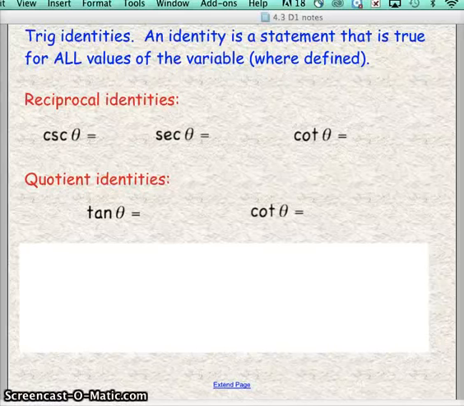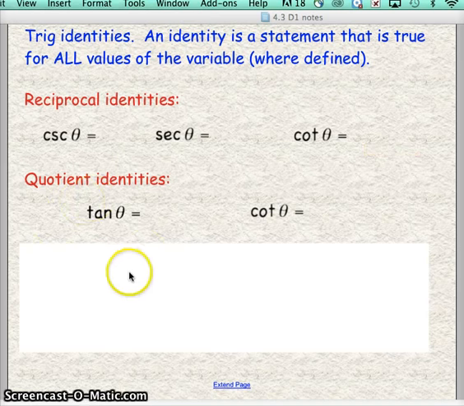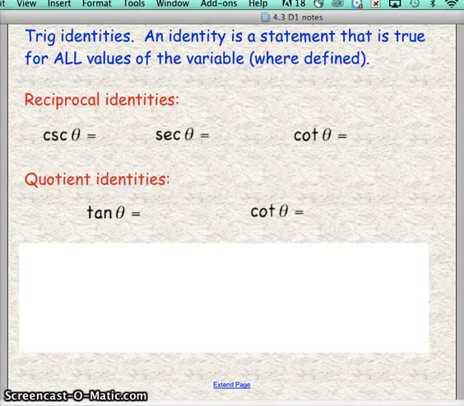Okay, there isn't much left, but I just wanted to show you a few identities. These identities are on your unit circle sheet that I handed out to you. They're just below the actual circle on the front page. We've kind of talked about these, but I just want to show you one more time.